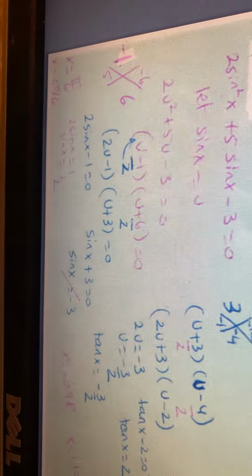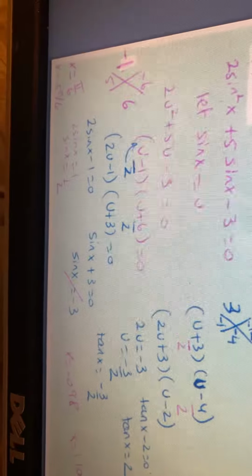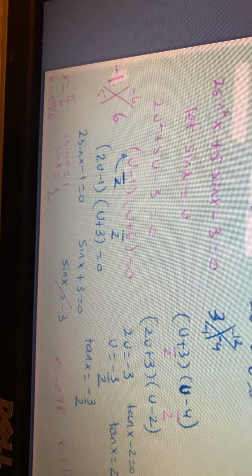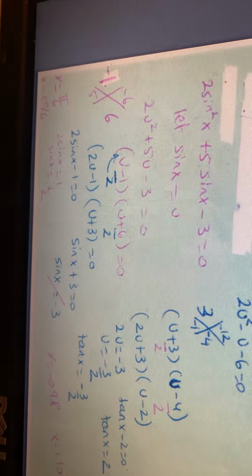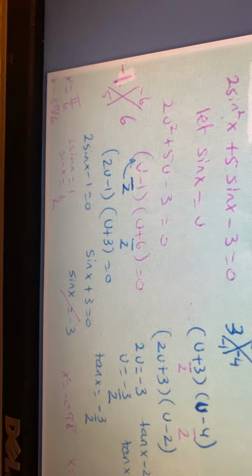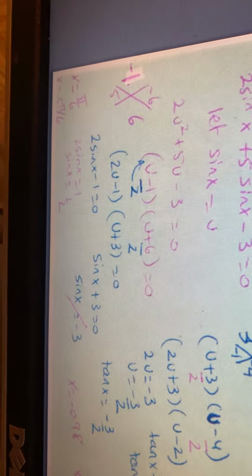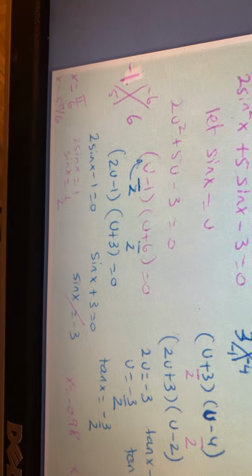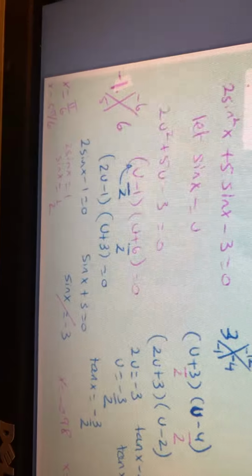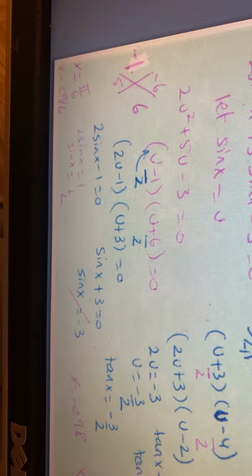And I know some of you texted me that you were missing the dividing by 2. The reason why we divide by 2 is because you have a 2 next to the u squared, just like we say 2 next to the x squared. So when you factor, you can see that 2u minus 1 equals 0, or u plus 3 equals 0. Sine plus 3 equals 0.